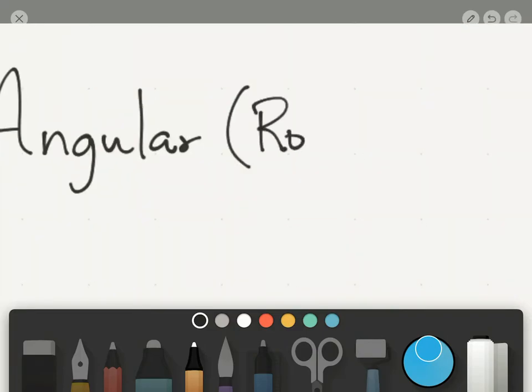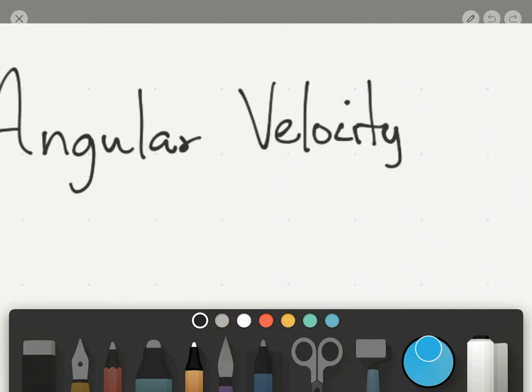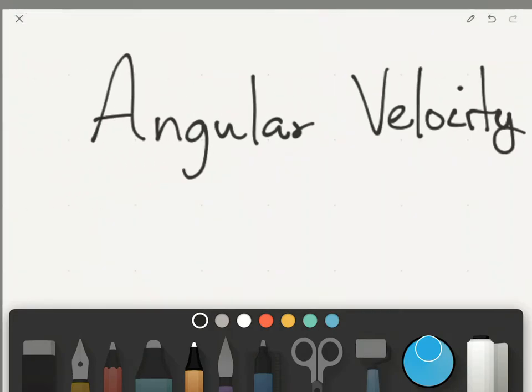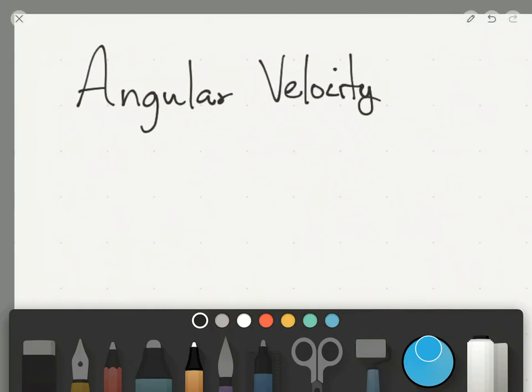I don't like "rotational." I was going to say rotational, but angular velocity. And angular velocity is going to speak to quite a few things. So this is our goal, okay? And there'll be a few concepts that we need to discuss.